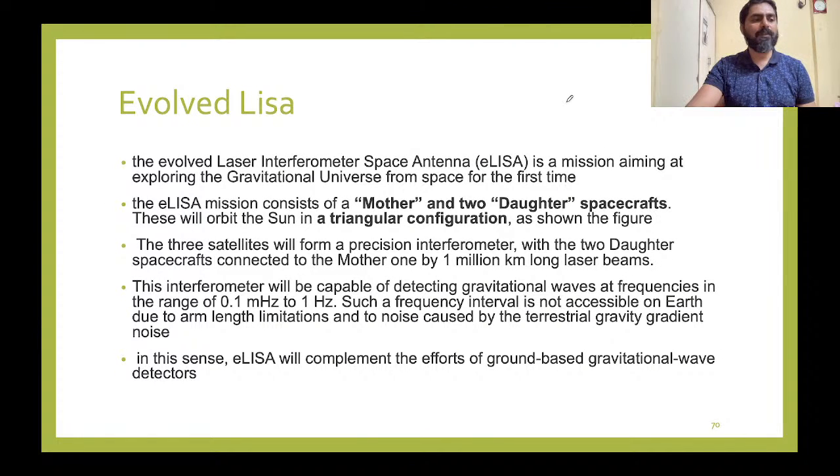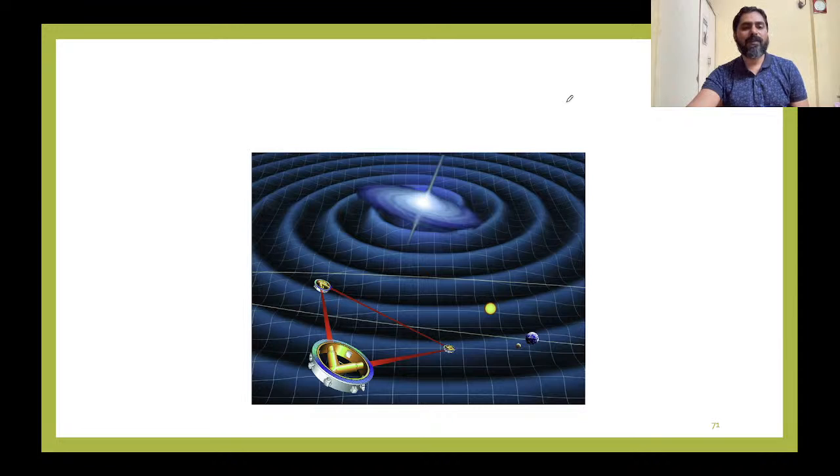So next is your evolved LISA. The evolved LISA mission aims at exploring the gravitational universe from space for the first time. The ELISA mission consists of a mother and two daughter spacecraft, so they will form a triangular configuration. The three satellites will form a precision interferometer, with the two daughter spacecraft connected to the mother one by 1 million kilometer long arms. So that is the idea here. In this sense, ELISA will complement the efforts of the ground-based gravitational wave detectors. So that is the idea of ELISA.